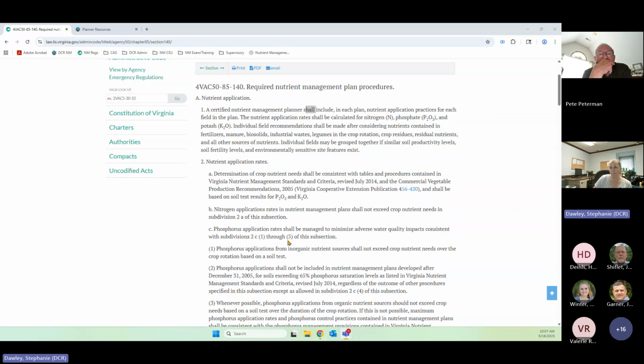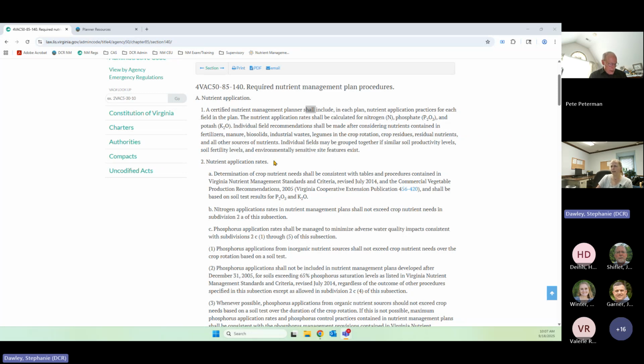And we are really, for the main part, when the regs were originally written, we were focusing on nitrogen. Phosphorus came into play in 2005. I think 2006 is when they actually got into the regs. And potash is, while not an environmental detriment that we try and manage to protect Virginia's waters like nitrogen and phosphorus, potash is a macronutrient that is required for good yields in your crops.